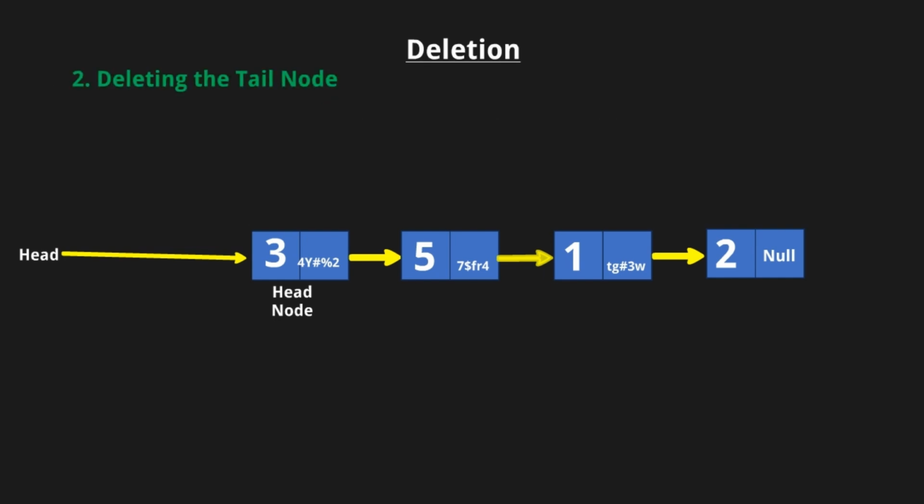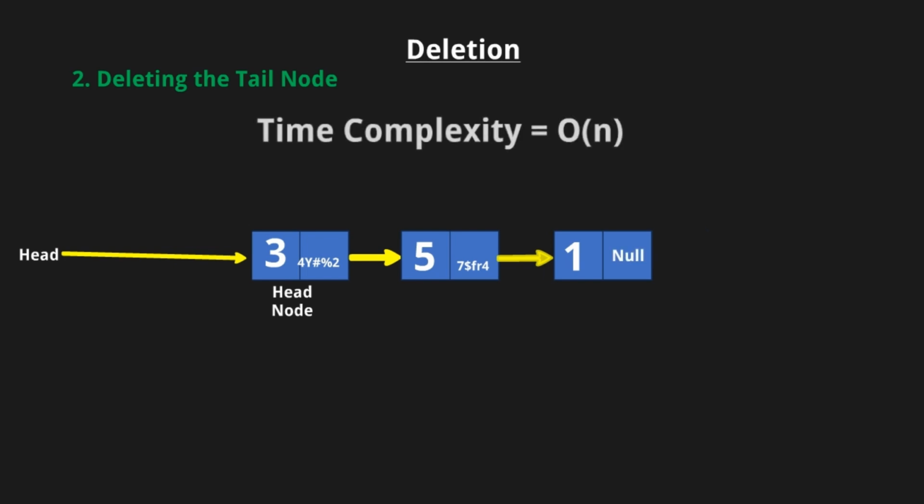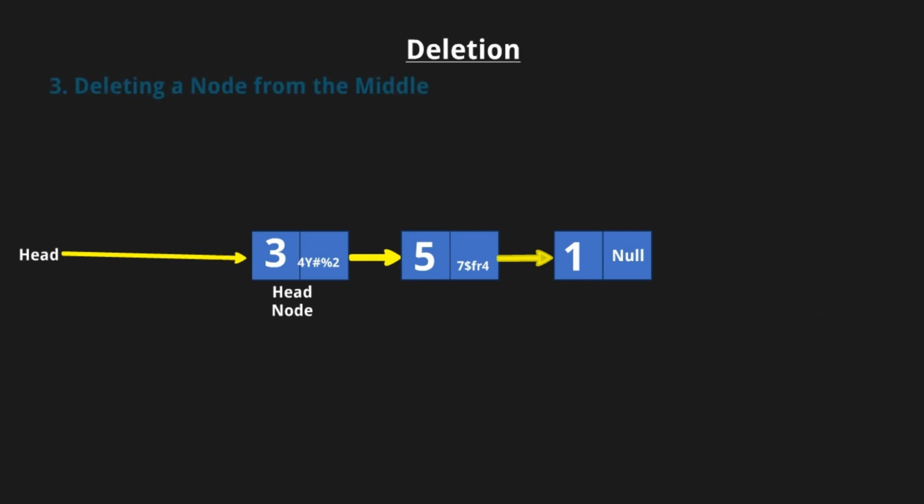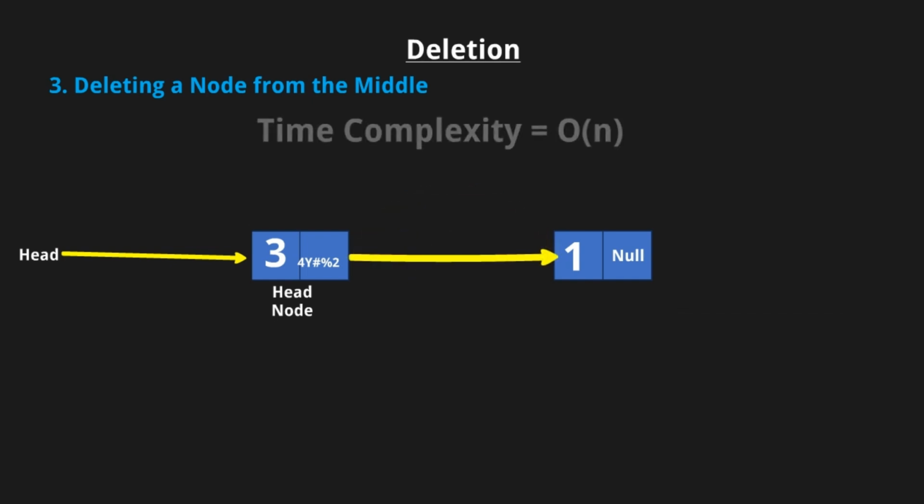Deleting the tail node requires traversing to the second to last node and updating its next pointer to null. This takes O(n) time, as you need to traverse the entire list to find the second to last node. When deleting a node from the middle, you find the node just before the target and adjust its next pointer to skip over the node to be deleted. This takes O(n) time, as you need to traverse the list to find the node before the one being deleted.